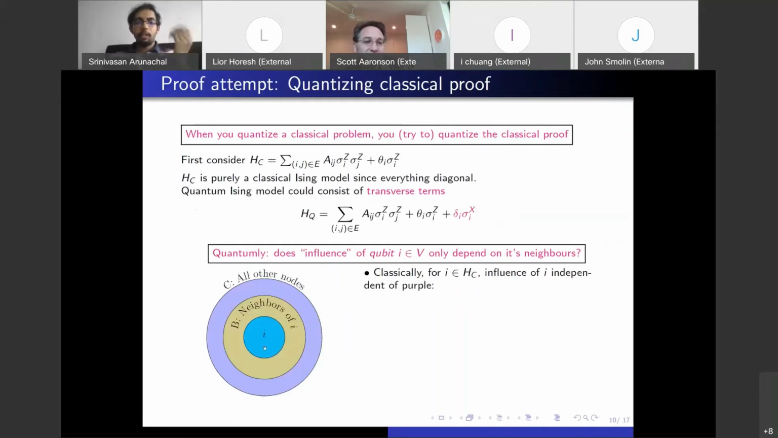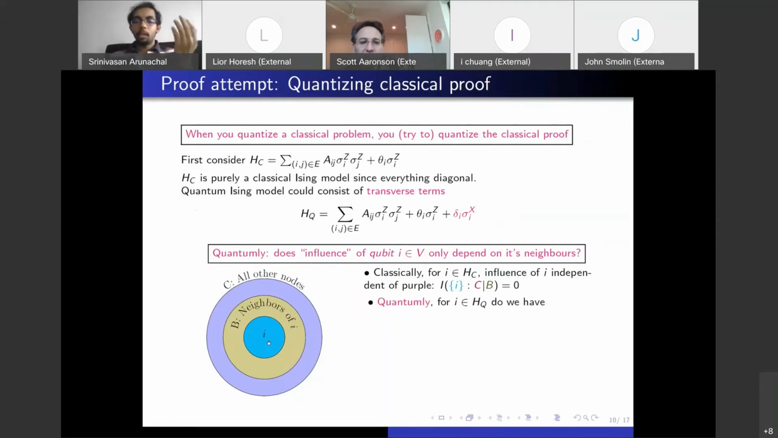Right, so let's just say you fix a vertex I, and B is the set of all neighbors of I, and C is the set of all nodes which are neither I nor the neighbors of I. So what classical people observed is, if you fix B, that is all the neighbors of I that shield I, then the mutual information between I and C is 0. This is really the observation that they made to say the influence of I depends only on its neighbors. All that's in the purple does not affect what's in blue at all.